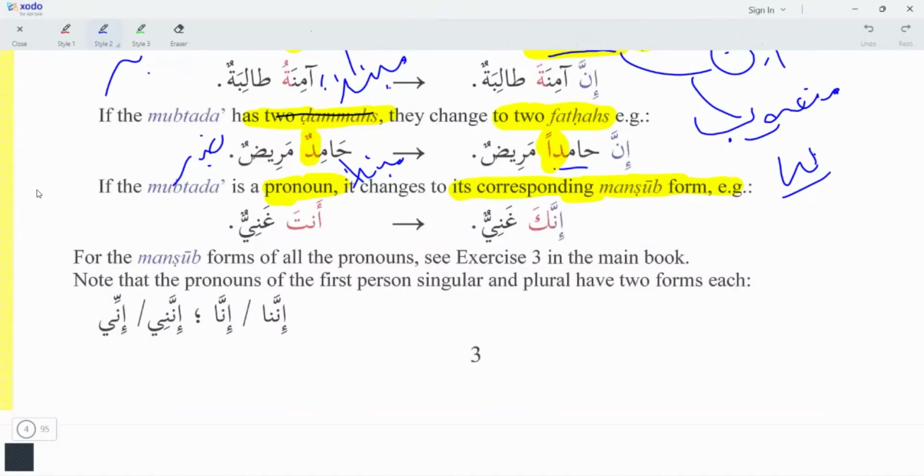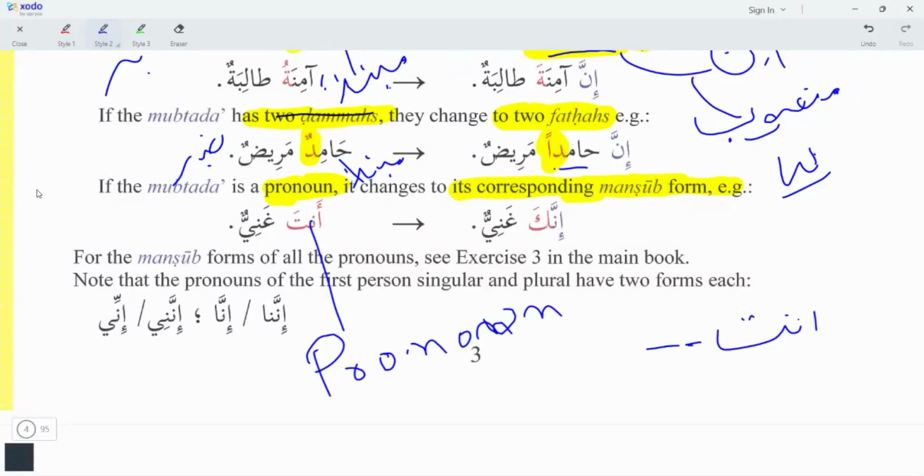So anta is mubtada and this is a pronoun. This anta will change into the mansub form. What is the mansub form of anta? Ka. Ka is the mansub.